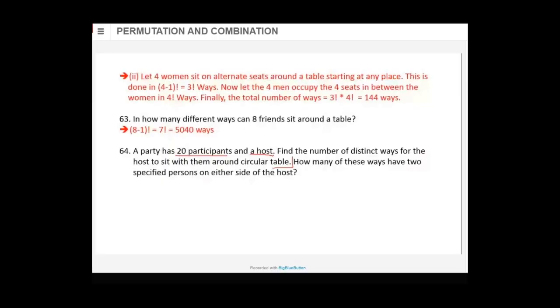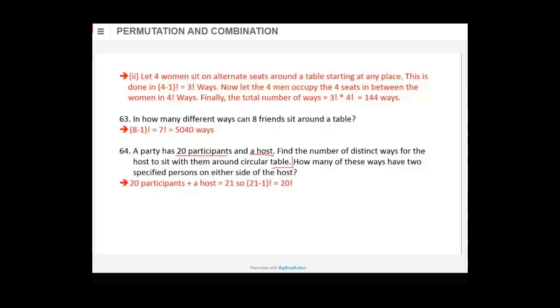होस्ट को भी पार्टी में बैठना है। तो टोटल कितने हो गए? 21 हो गए, on a circular table. 20 factorial, बराबर ना? First part is over. First part is 20 factorial. Yeah, 20 participants and a host. That is 21, so 21 minus 1, that is 20 factorial. Now next part.